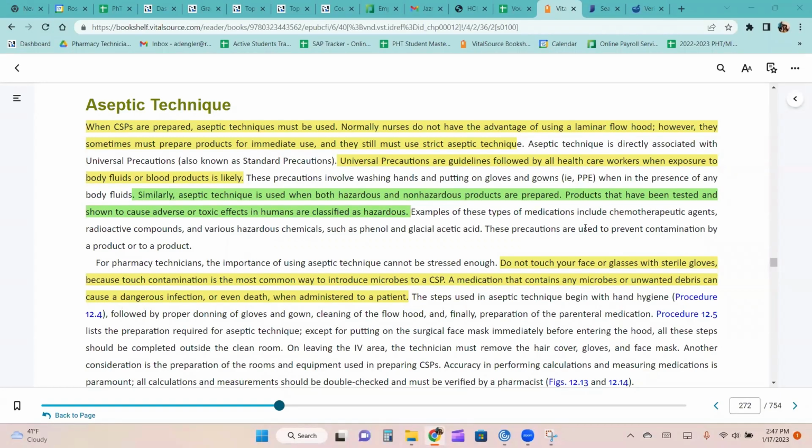Do not touch your face or glasses with sterile gloves because touch contamination is the common way to introduce microbes to CSPs. A medication that contains any microbes or unwanted debris can cause a dangerous infection or even death when administered to a patient. The steps in aseptic technique begin with hand hygiene, followed by proper donning of gloves and gown, cleaning of the flow hood, and finally preparation of the parenteral medication.